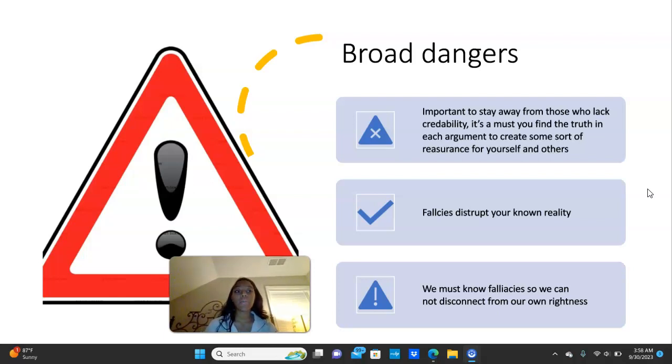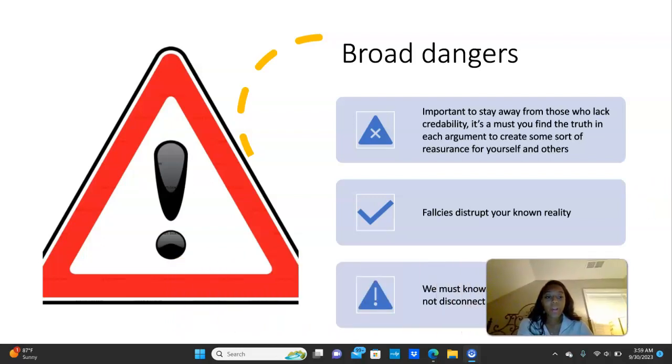It's important to stay away from those who lack credibility. It's a must that you find the truth in each argument to create some sort of reassurance for yourself and others. And we must know fallacies so we cannot disconnect from our own rightness. There are just more things to be aware of.